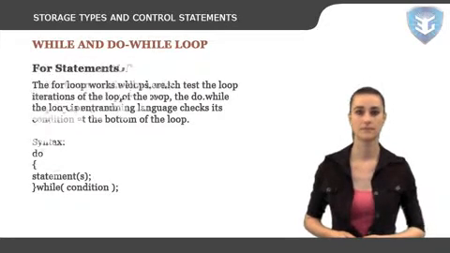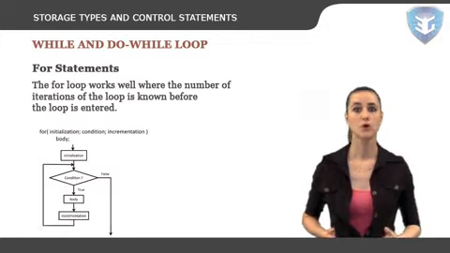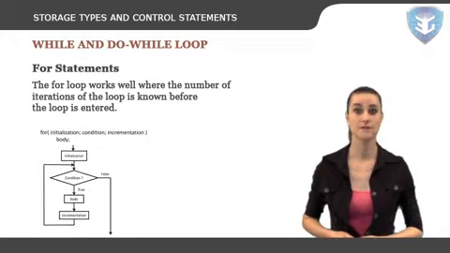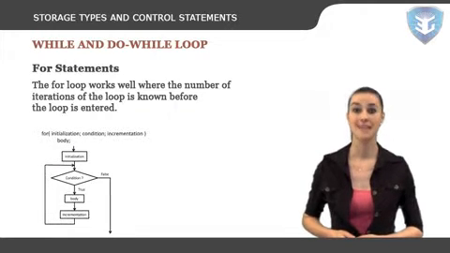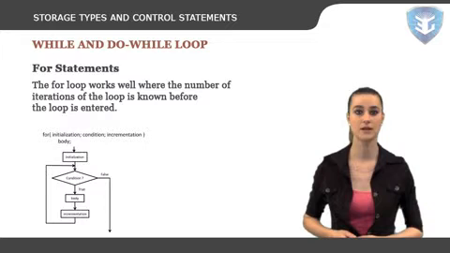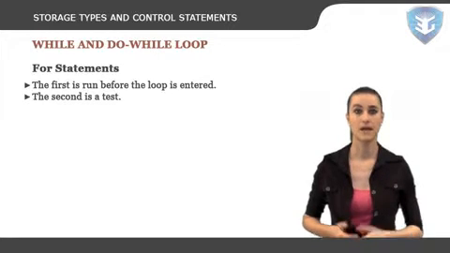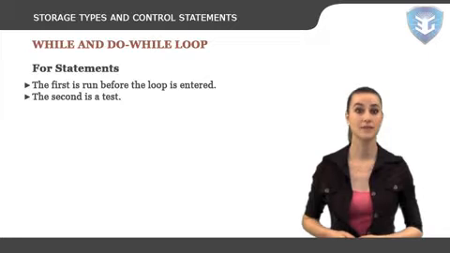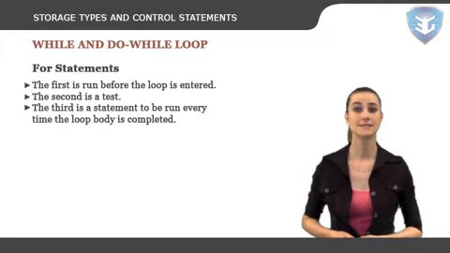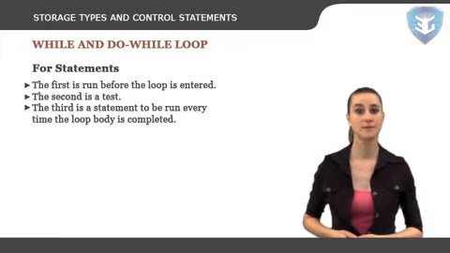For statements. The for loop works well where the number of iterations of the loop is known before the loop is entered. The head of the loop consists of 3 parts separated by semicolons. The first is run before the loop is entered. This is usually the initialization of the loop variable. The second is a test. The loop is exited when this returns false. The third is a statement to be run every time the loop body is completed. This is usually an increment of the loop counter. The for loop is extremely flexible and allows many types of program behavior to be specified simply and quickly.